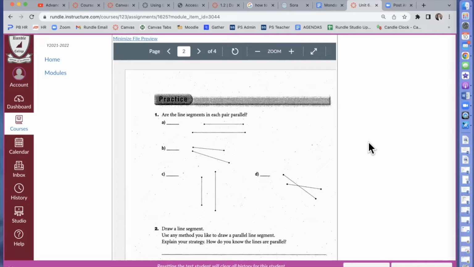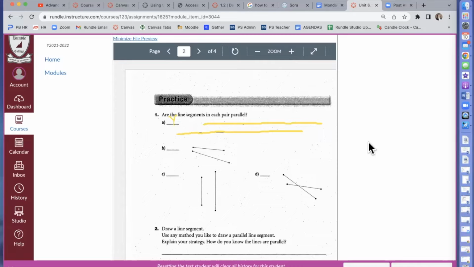All right, number 1: are the line segments in each pair parallel? Just by looking at these, you might be able to tell yes and no, but remember, we want to think about the definition of parallel. Parallel means two lines never touch. They're never going to intersect each other. They're equidistant. So this first pair, for letter A, you have these two line segments where even if you decided to extend them forever, they're never going to touch each other. They're equidistant apart. So these are parallel.